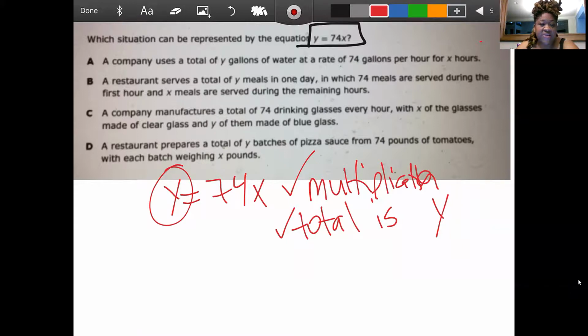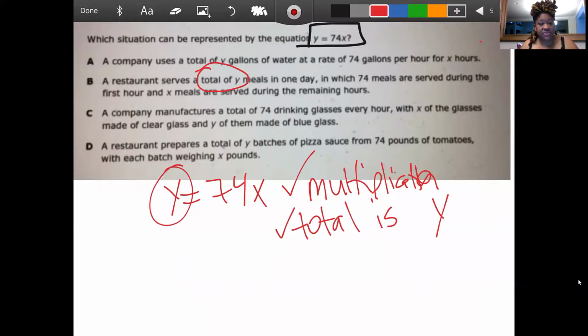Let me do B. A restaurant serves a total of Y, okay, my totals match, totals Y, meals in one day, in which 74 meals are served during the first hour. So 74 meals, think about the cafeteria. This cafeteria feeds 50 kids during the first period, right? And then they feed X amount of kids later. How do you get that total? If you have 50 first period and you have, say, 25 later, how do you get the total kids that were served lunch? What operation is that? So ask yourself those questions, okay? Even though our total matches, our operation may not.